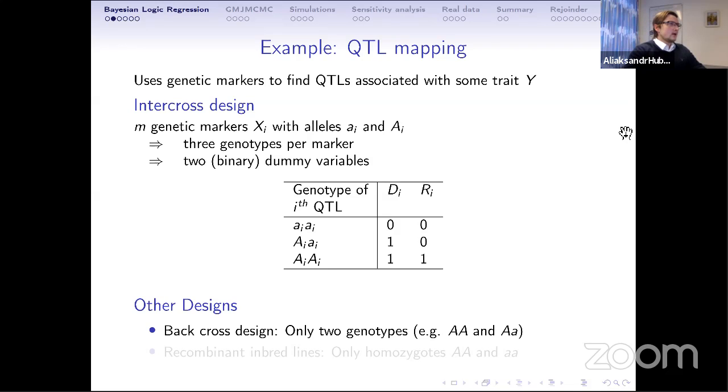The situation becomes a little bit simpler for the backcross designs, when one only has two genotypes, either the combination of the recessive and dominant or two dominant alleles, and for the recombinant inbred lines, where one only considers homozygotes.